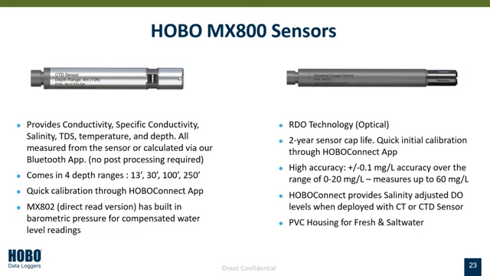Again, it's calibrated right through the HOBO Connect app, and you only have to do that the first time around for the DO logger. Very high accuracy, looking at 0.1 milligrams per liter over the 0 to 20 range, but this one will also measure up to 60 milligrams per liter. And when you are using DO and conductivity, the HOBO Connect will provide a salinity adjusted DO level. So again, just another parameter or measurement that you don't have to post-process for.